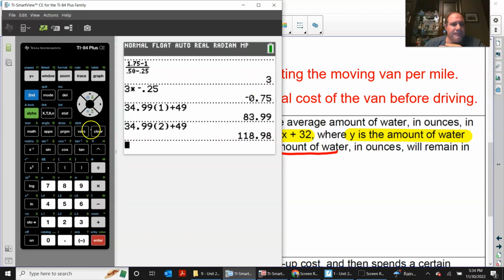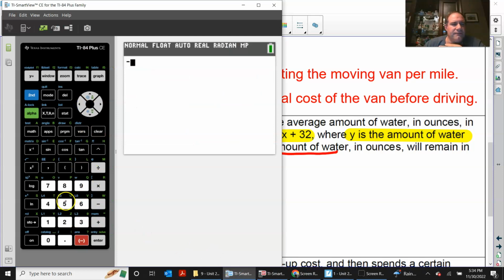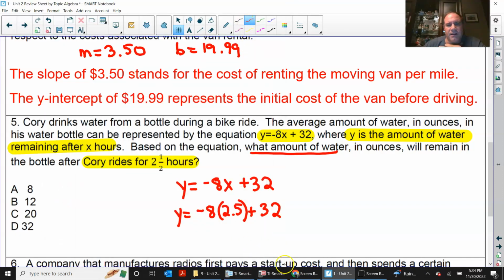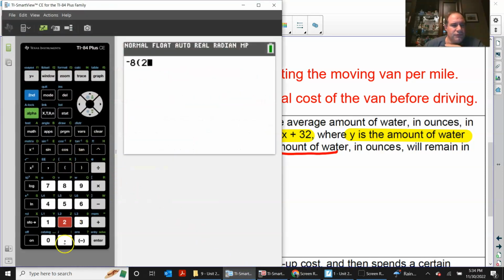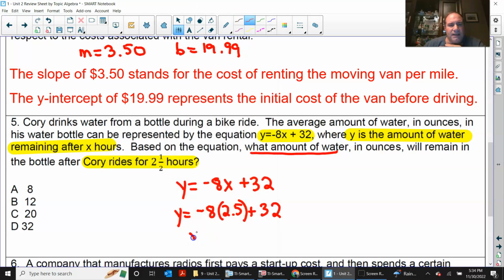Calculator, clear this out. Negative 8 times, and let me just get this right, open parenthesis 2.5, close the parenthesis, plus 32, and we'll see how much is remaining: 12 ounces. So y equals 12 ounces remaining.